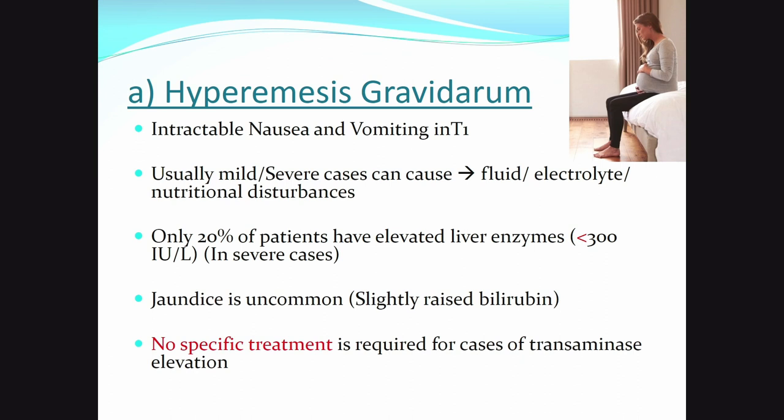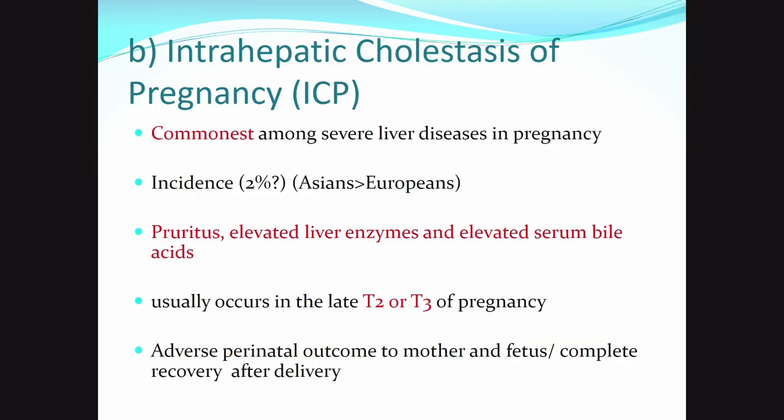In hyperemesis, the liver enzymes are elevated, but they get a very slight elevation of the liver enzymes. And there's no specific treatment, just manage them symptomatically and correct the fluid, electrolyte and nutritional balance. The second condition, intrahepatic cholestasis of pregnancy, is the commonest among the medical conditions unique to pregnancy.